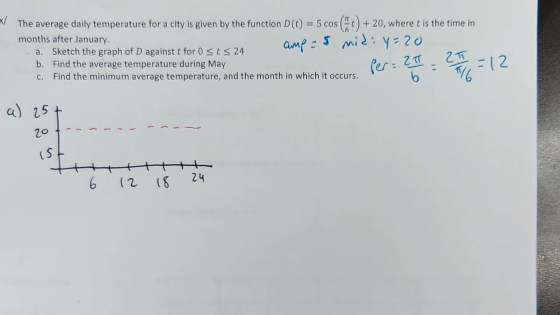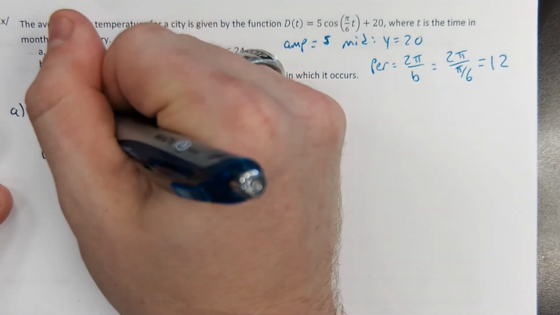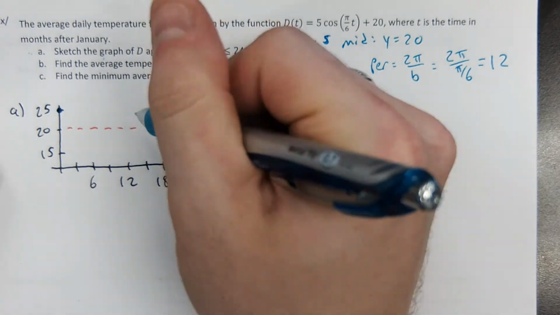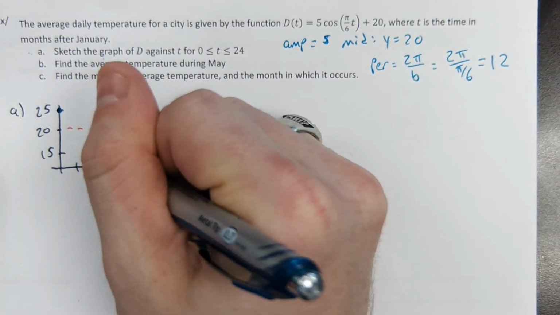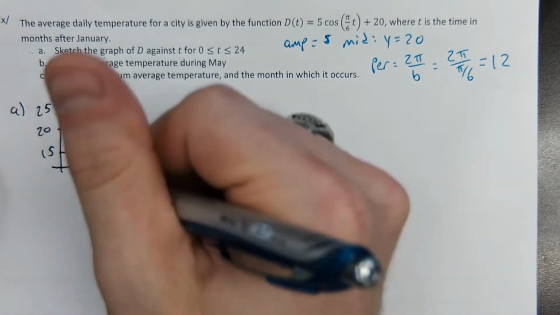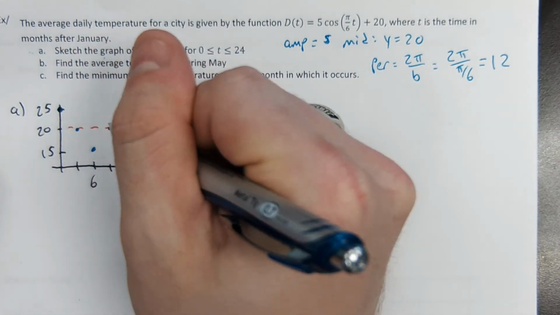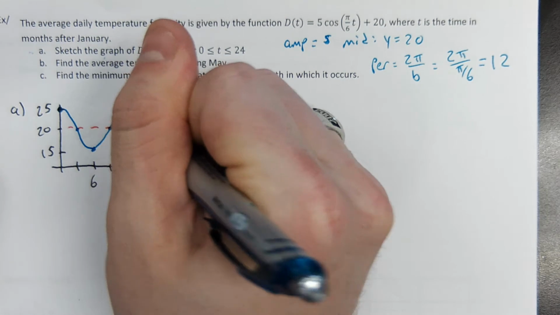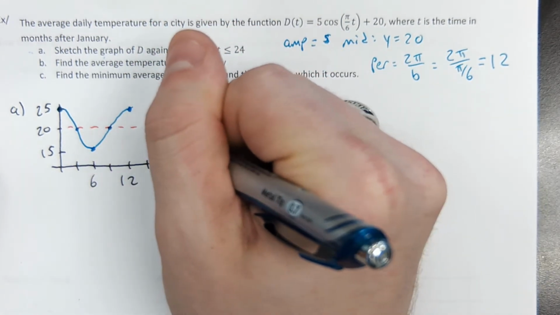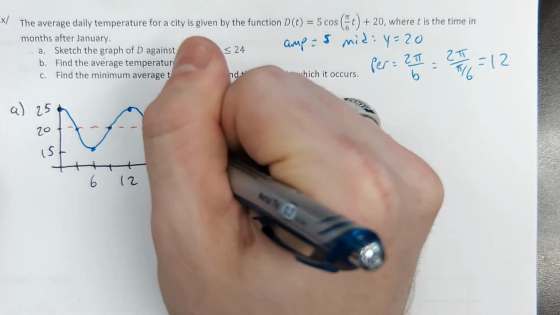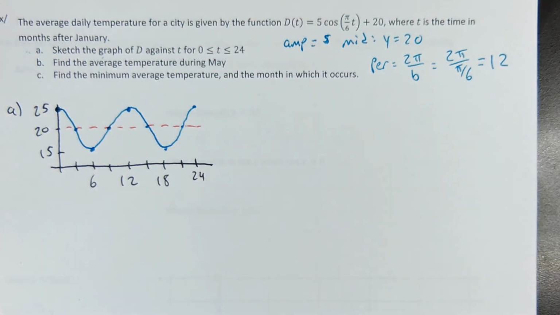Cool. Time equals 0. Well, it's a positive cosine wave, so it's going to be at a maximum at 0. Maximum, and after 12 months, it'll be at maximum again. Halfway between maximums is a minimum. Halfway between a min and a max is midline. 1 period. 2 periods. There we go.